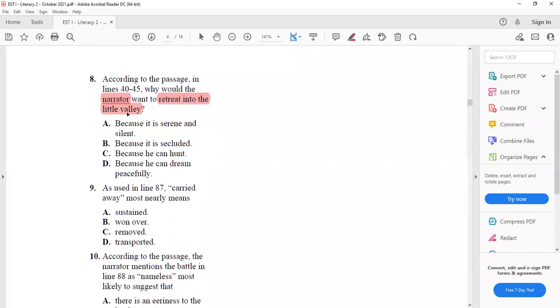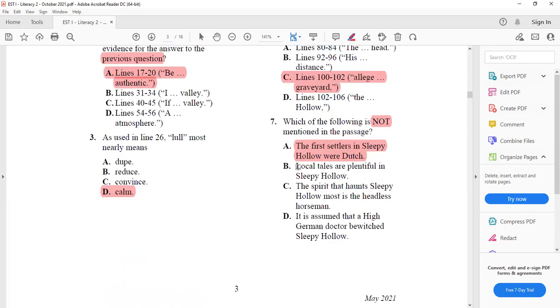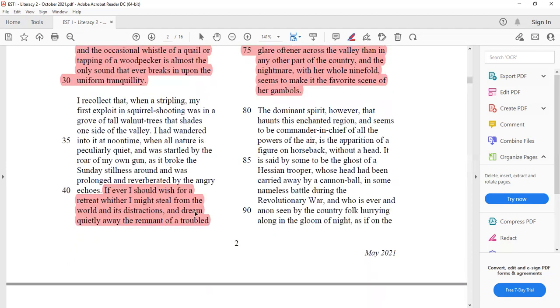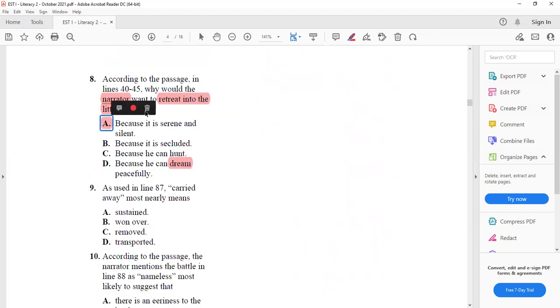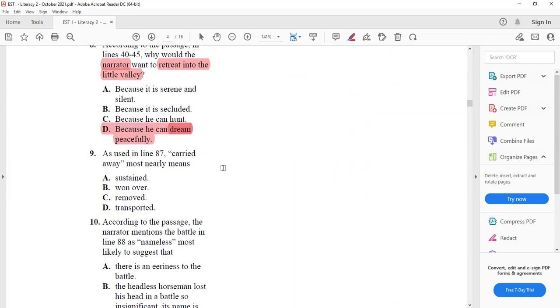So why does he retreat into this little valley? Because it is serene and silent? Maybe. Because it's serene and silent. We know that it's not mentioned in this part, but he said it before. Because it's excluded? No. Because he can hunt? No. Because he can dream? Just wait. I think I read dream here in this part. Dream. Yes, it's mentioned here. So I'm going to cancel the first one and put dream because it's mentioned. Done. In an easy way.